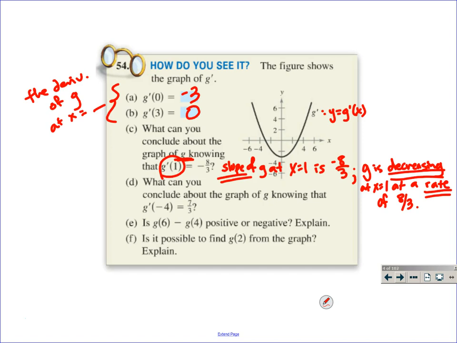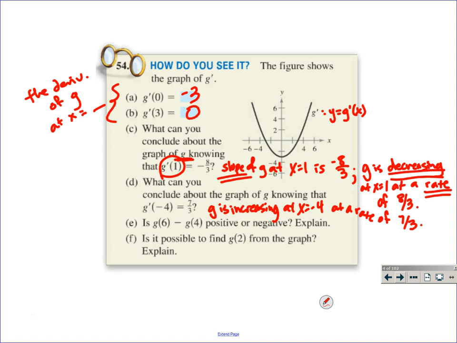Okay, letter D. What can you conclude about the graph of G knowing that G prime of -4 is equal to 7/3? Knowing what we've done in letter C, what would you guys get? G is increasing. Sure, we can go straight to the snazzy AP one. So G is increasing at x equals -4. It's actually really important to say that because all we know is one sliver of time, which might be like 4 hours in the past if you're thinking about how time could be negative. But G is increasing at x equals -4 at a rate of 7/3.